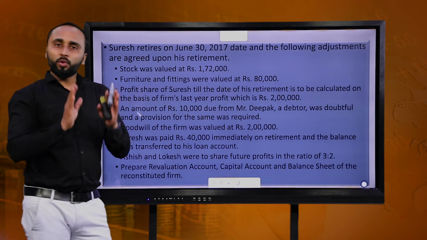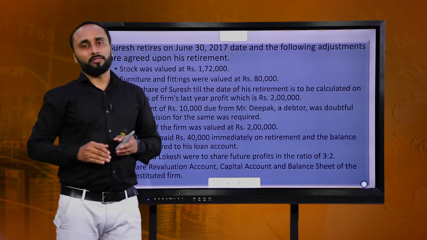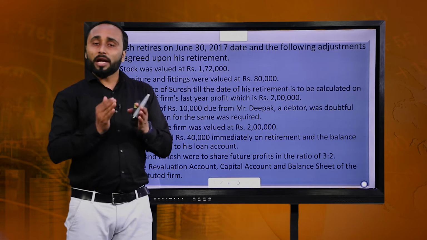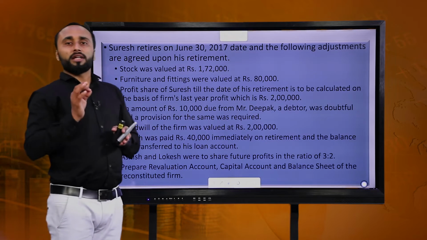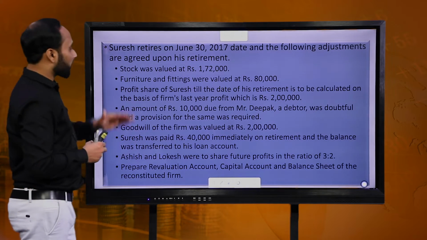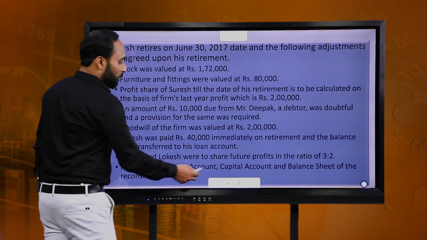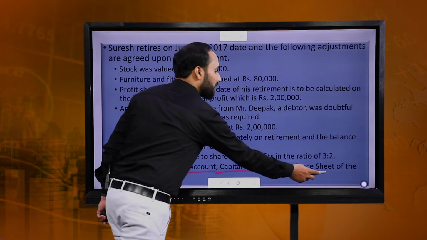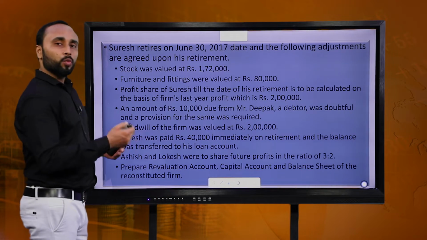So whenever you do a big question like this, you read the adjustments carefully. You try to keep them in mind and you keep coming back to them so that you do not forget anything. It is very common in these questions that students tend to forget certain adjustments. So you have to make sure that you are thorough with all the adjustments. Then you see what you are required to do: you are required to prepare a revaluation account, capital account, and the balance sheet of the firm, right? So let us go to these things one by one.